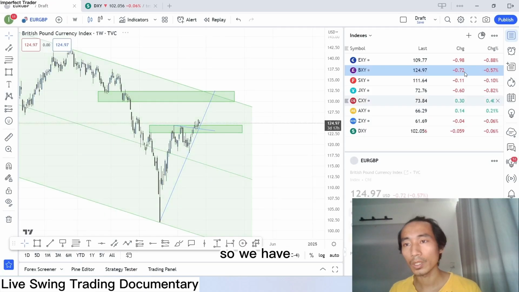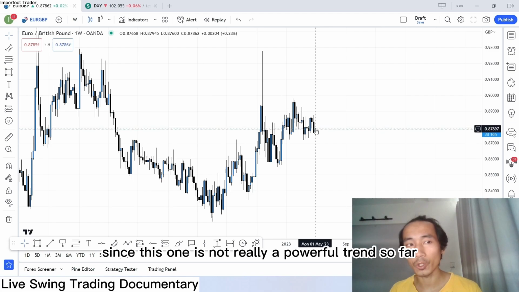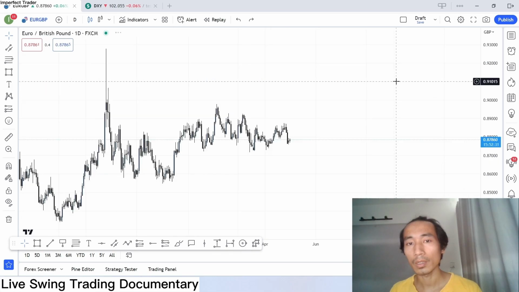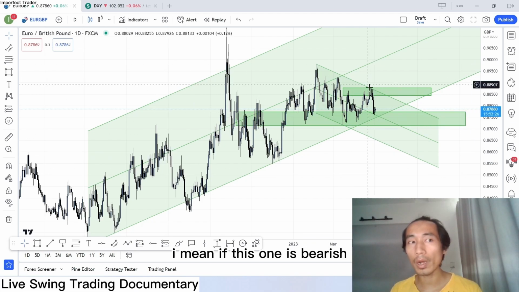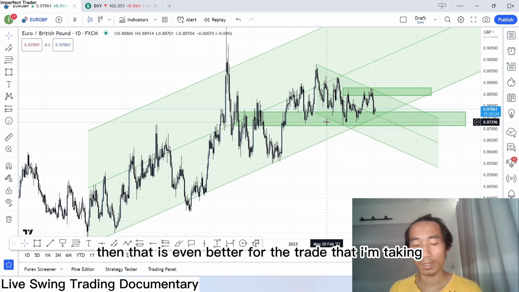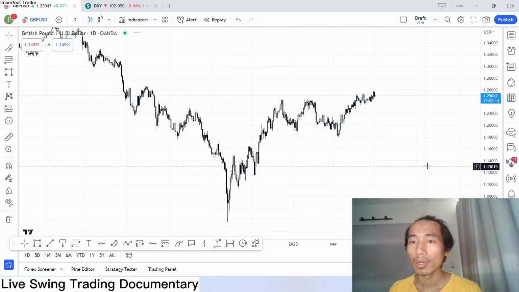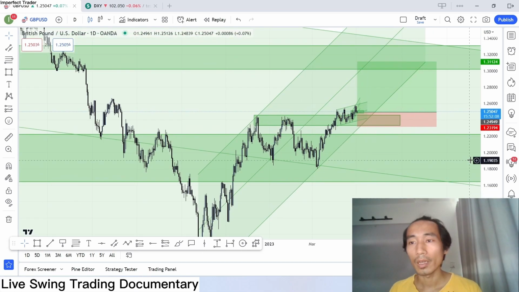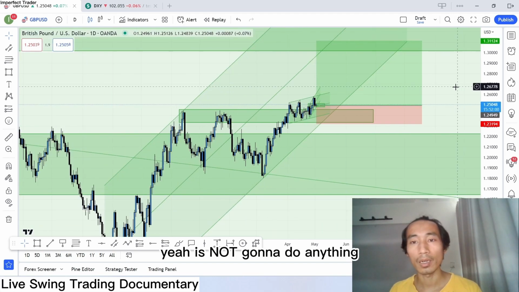Since this one is not really a powerful trend so far, I think it is not necessarily a factor. If this one is bearish, then that is even better for the trade that I'm taking. But obviously we have a lot of things lining up together, and I don't think that having a more powerful euro is gonna do anything.